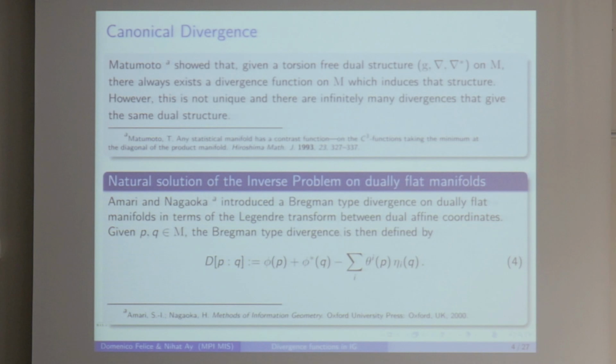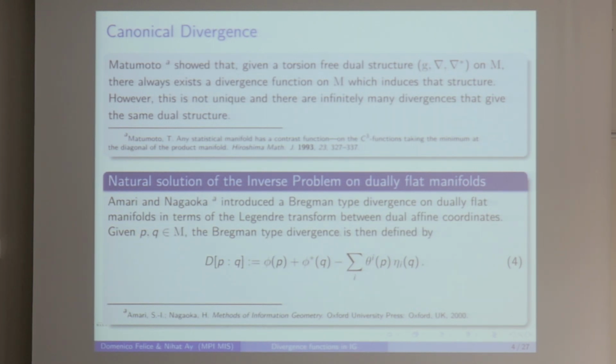The inverse problem in information geometry was solved in 1993 by Matsumoto. He showed that given a torsion-free dualistic structure, there always exists a divergence function which induces that structure. However, this function is not unique. Indeed, as we saw before, all these divergence functions have to coincide up to third order of derivatives. So we can have infinitely many divergences that induce the same dualistic structure.